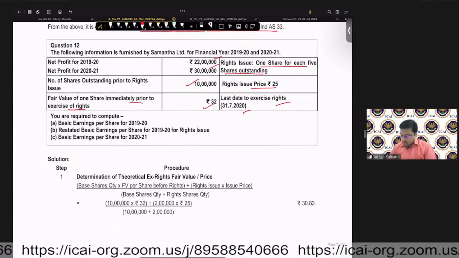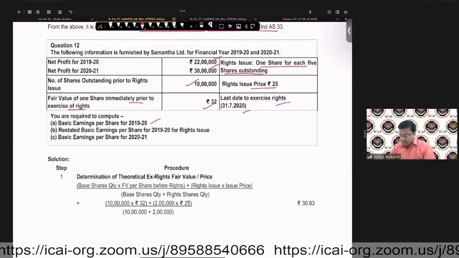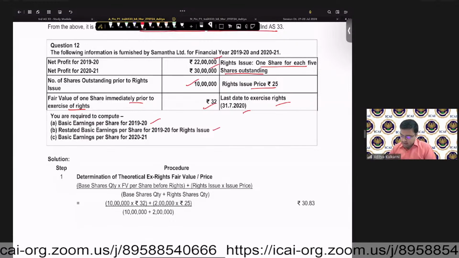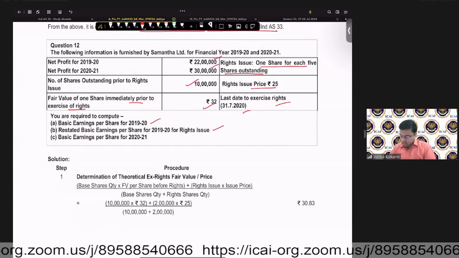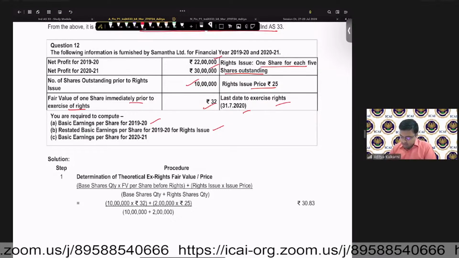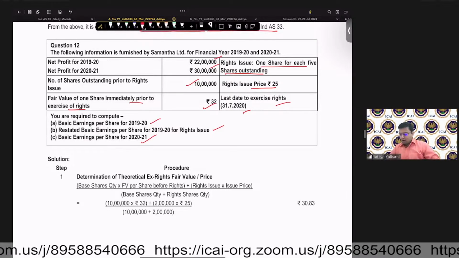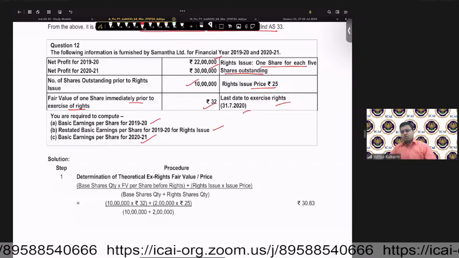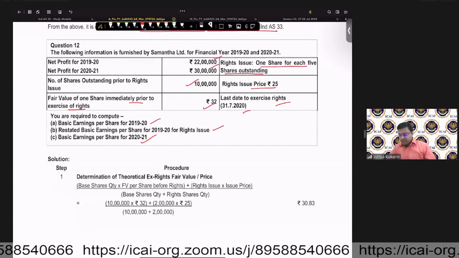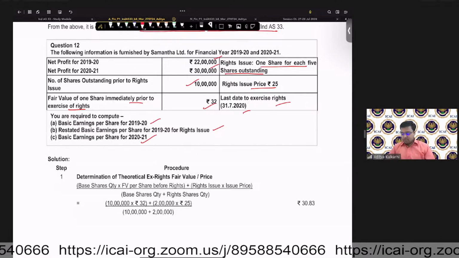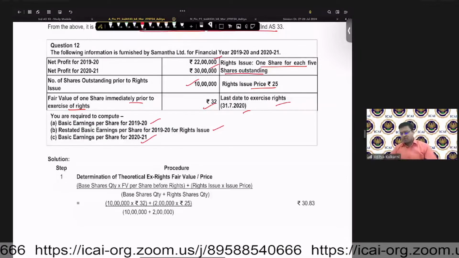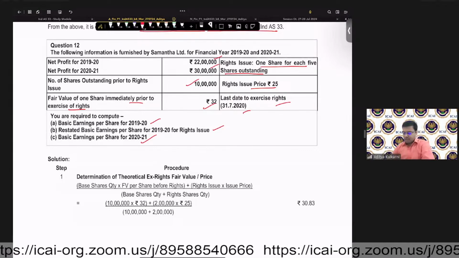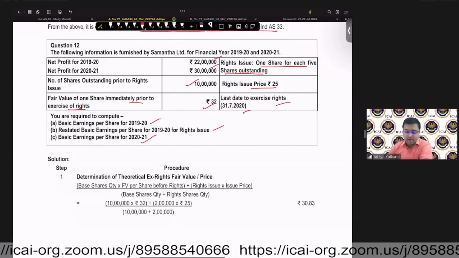You are required to compute basic earnings per share for 1920. You are required to compute the restated basic earnings per share for 1920 for the rights issue. And you are required to compute the basic earnings per share for 2021. So these are the three things we need to compute: 1920 basic, 1920 restated, 2021 basic earnings per share. Let us start with computing all these figures, but we'll do some workings for that.